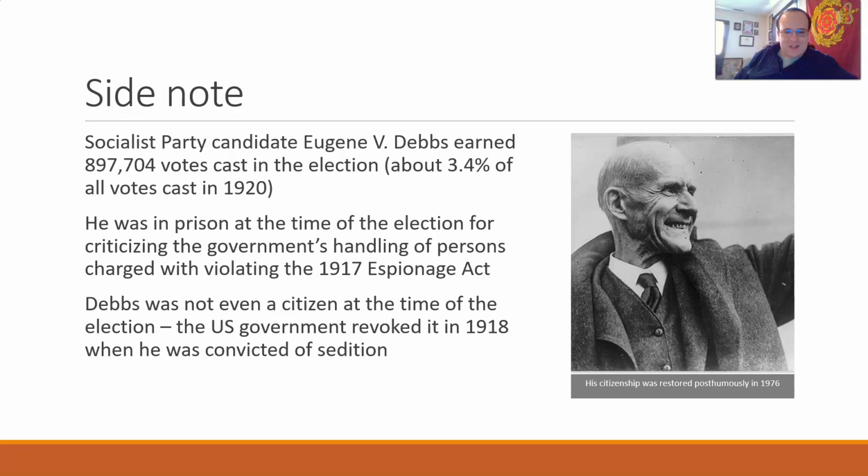He criticized the government's handling of persons who were charged with violating the 1917 Espionage Act, and Debs was not even a citizen at the time of the election. The U.S. government revoked his citizenship in 1918 when he was convicted of sedition, which is something you don't want to be convicted of. So his citizenship was posthumously, meaning after he died, restored in 1976.